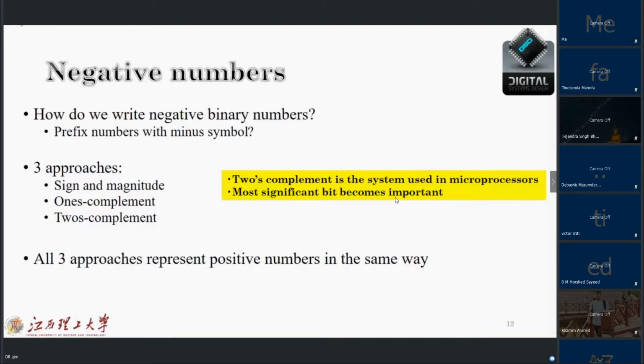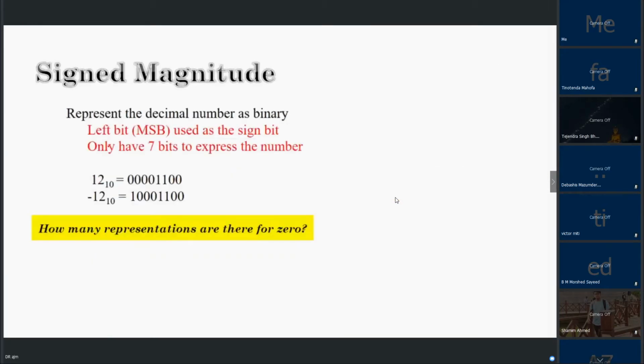Okay, first of all, I request you to convert the number 12 into binary. Convert it, please. Look at this slide.